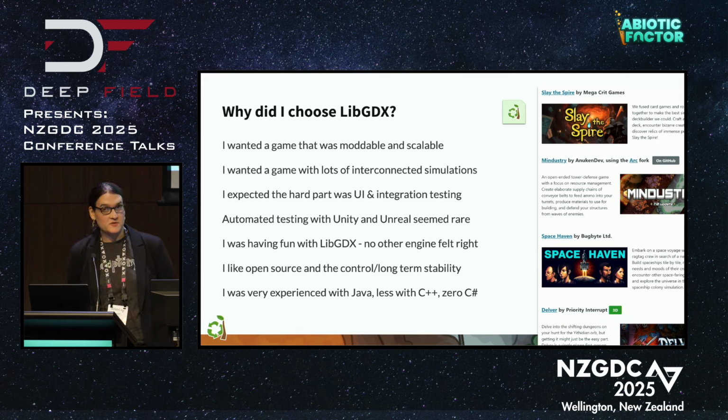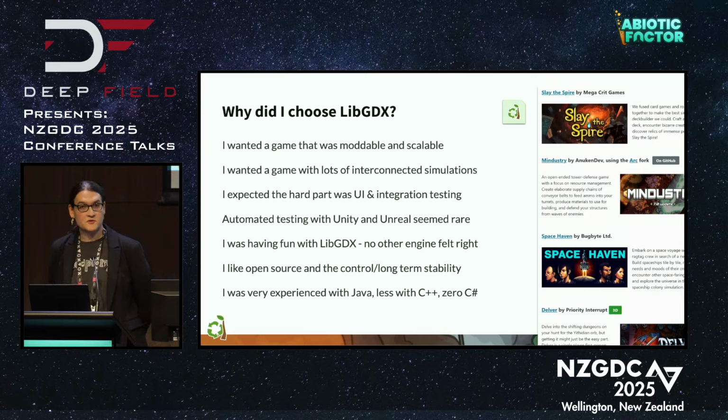I really liked open source. I liked having control over the engine and the destiny of the game. And I liked the long-term stability of controlling your platform. I was also very experienced with Java. I knew a bit of C++ and C. I didn't have any C#. So I decided to use the languages, engines and tooling that I knew rather than spending 2 years to understand how to do a different engine.